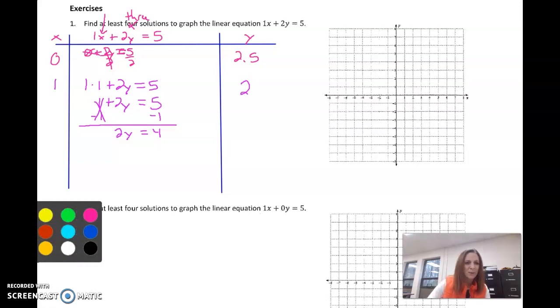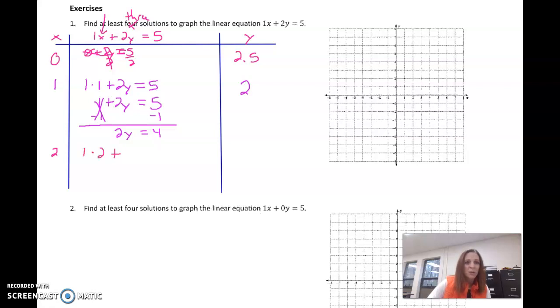You could divide both sides, but let's do one more. Let's just do 2. So now I'm going to plug it in here. 1 times 2 plus 2y equals 5. So 2 plus 2y equals 5. Subtract 2 from each side. That cancels out to 0. I get 2y equals 5 minus 2, or 5 plus negative 2, which is 3. Divide both sides by 2. 3 over 2 is just 1.5.